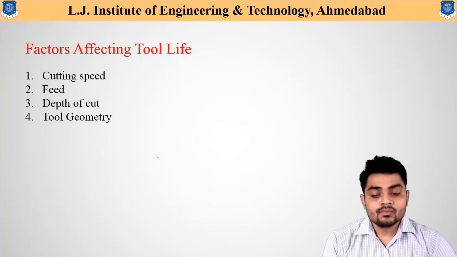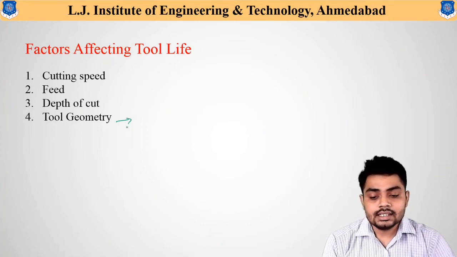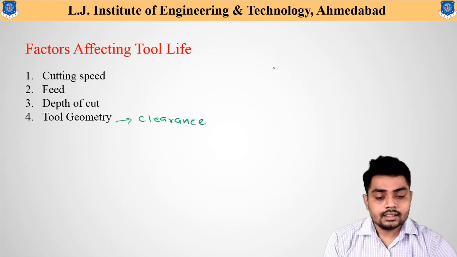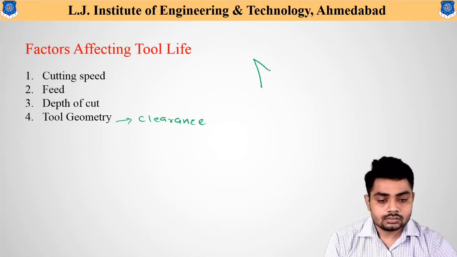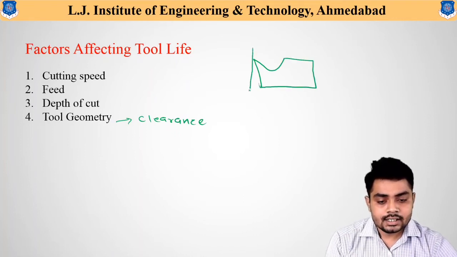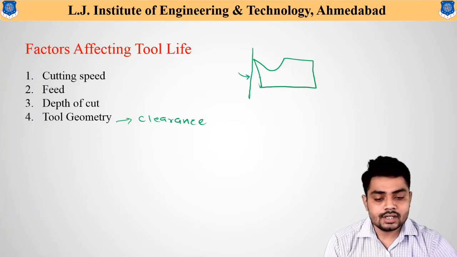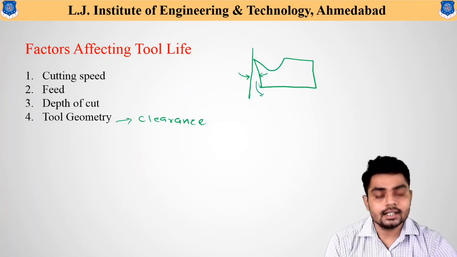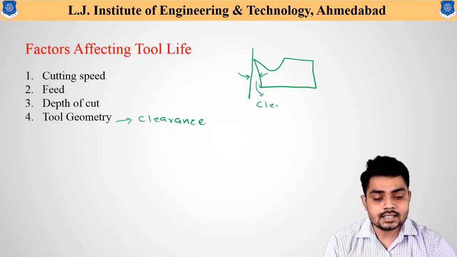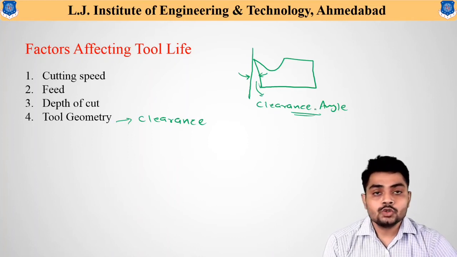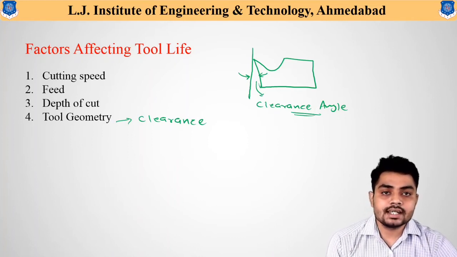Now the next angle is the clearance angle. Again let us draw the figure. Here, as we have studied, if we draw a vertical line at the tip of the tool, this vertical line makes an angle with the flank, and this angle is called the clearance angle. This clearance angle is helpful to reduce the friction between the workpiece and the tool.